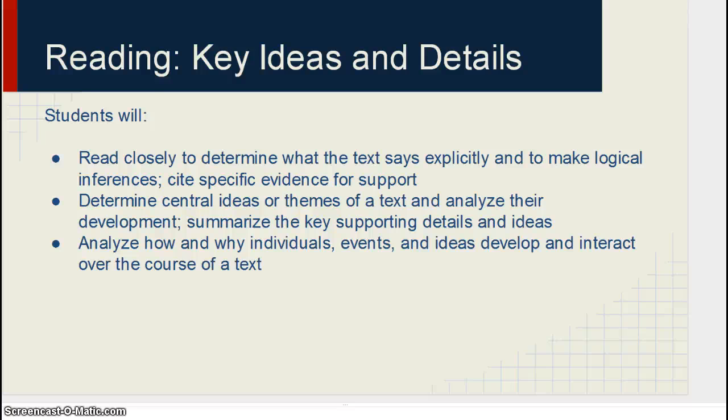Students will determine central ideas or themes of a text and analyze their development. Students will also summarize the key supporting details and ideas. And students will analyze how and why individuals, events, and ideas develop and interact over the course of a text. Please pause the screencast at this time and answer the corresponding questions on the form.